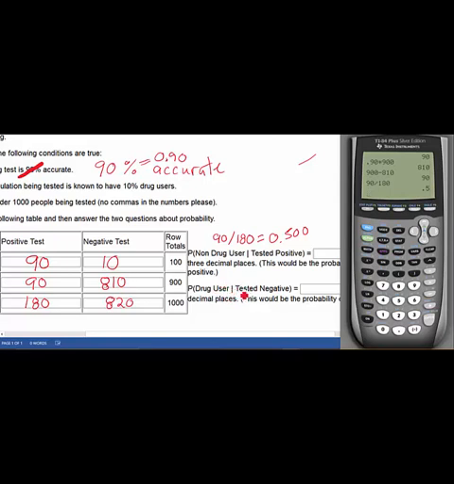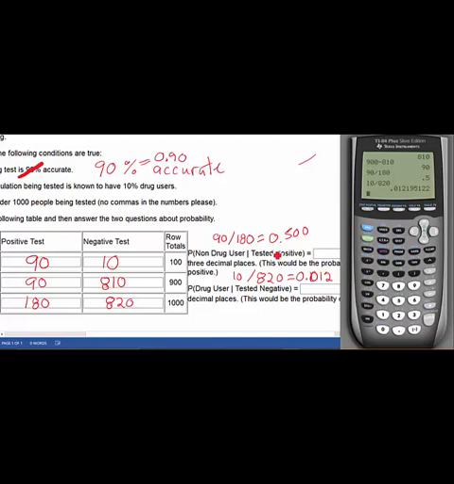So I want to look at all the negative tests. In this case, there were 820 of them. And for the numerator, I want all the people who were drug users in the negative test. So that's 10 out of 820. So let's see what that gives me. 10 divided by 820. And that gives me 0.012. And I didn't have to round because the number after the 2 is a 1. So I didn't have to round that one.